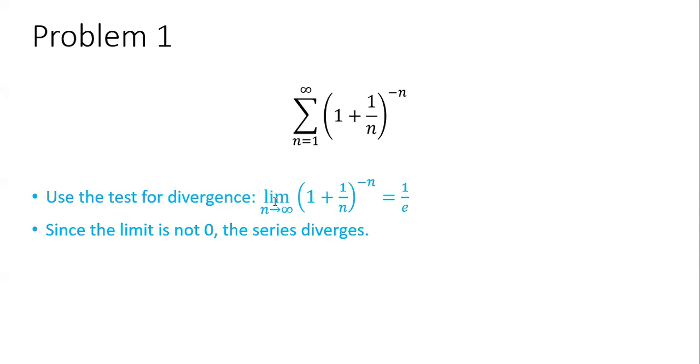Okay, so if we take the limit as n goes to infinity of this sequence, what's the limit? It's 1 over e. Realize that 1 plus 1 over n to the n power, if we take the limit as n goes to infinity of that, it's e. So if it's to a negative n power, it's just e to the negative 1, or 1 over e. Since this limit is not 0, by the test for divergence, the series diverges. So this is probably the easiest way to determine the convergence or divergence of this series.